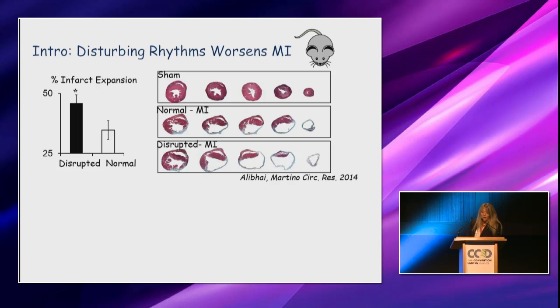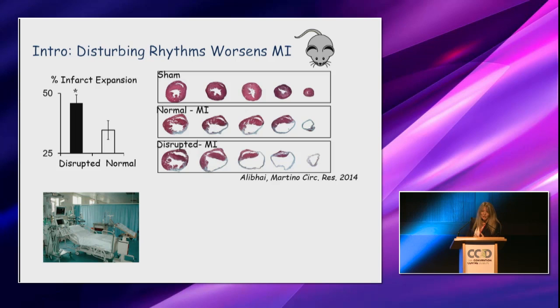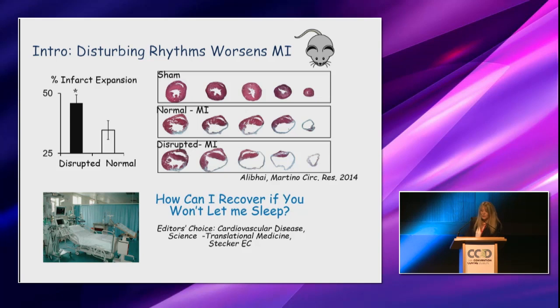These are sections through a sham or normal mouse heart, then normal MI, and then those that had the rhythms disrupted just for the first few days. You can see there are larger scars and greater dilation of the left ventricle. This is relevant clinically because our rhythms are disturbed in the first few days after MI in intensive care units, because of the frequent patient-staff interactions, the lights being on all the time, and the noise from the machines. It was actually the title of an editorial review on the paper in Science Translational Medicine that really drives the message home: "How can I recover if you won't let me sleep?"